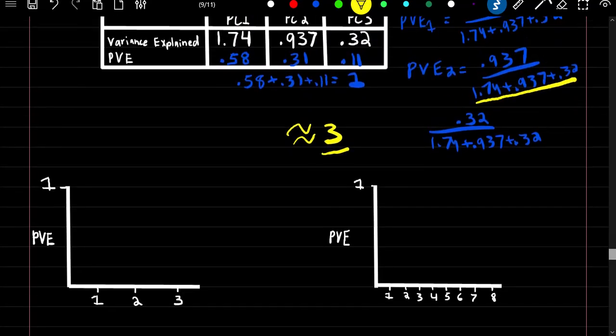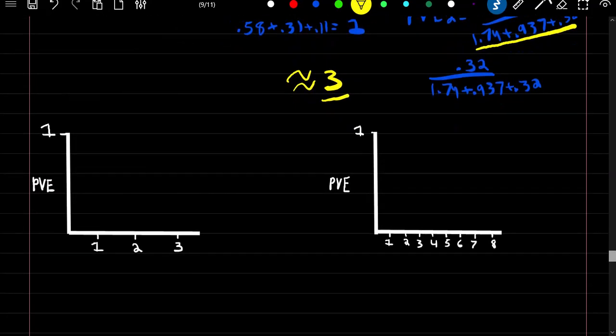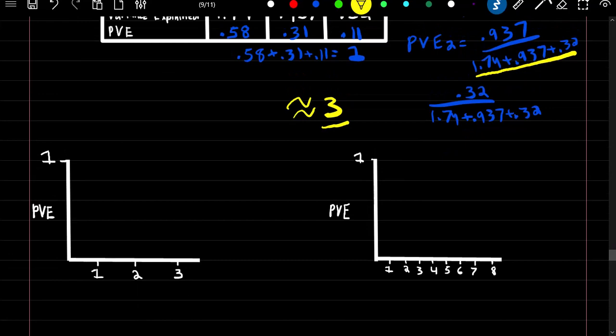So using now our proportion of variance explained, we can add it to our plot, which is called our Scree Plot. So the first principal component explained about 58% of the variability. Our second principal component only explained about 0.31 of the variability, and then our third principal component only 0.11.